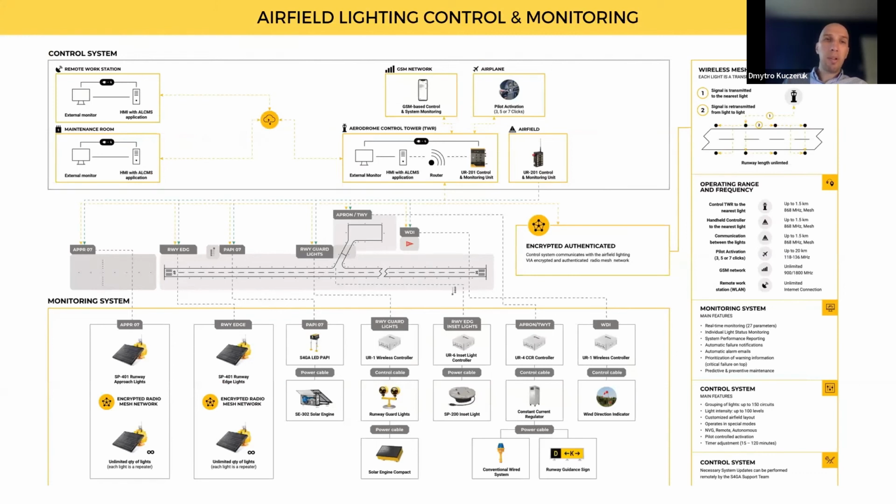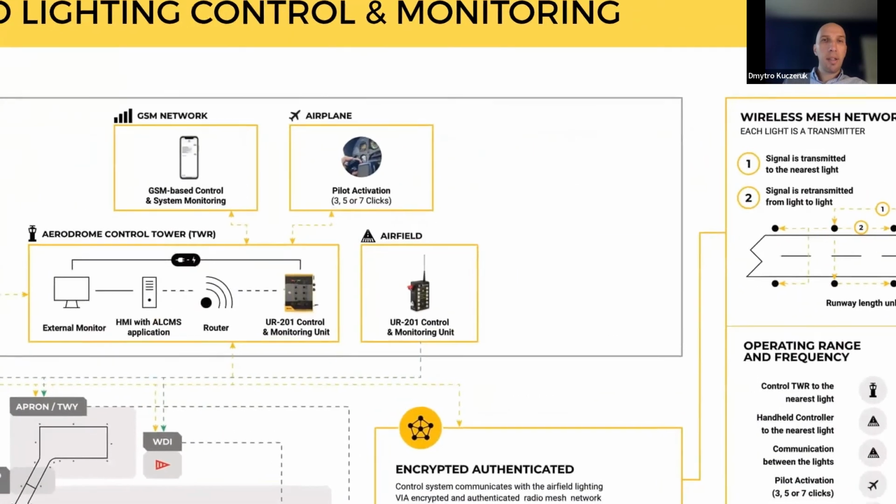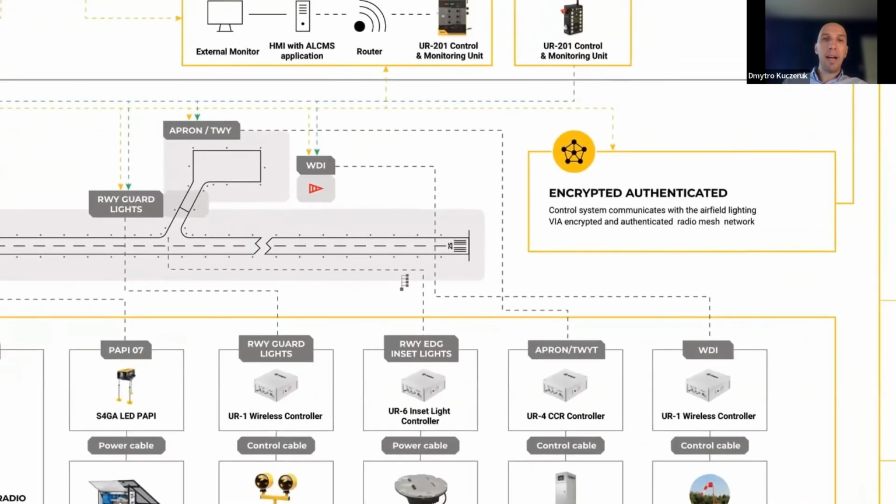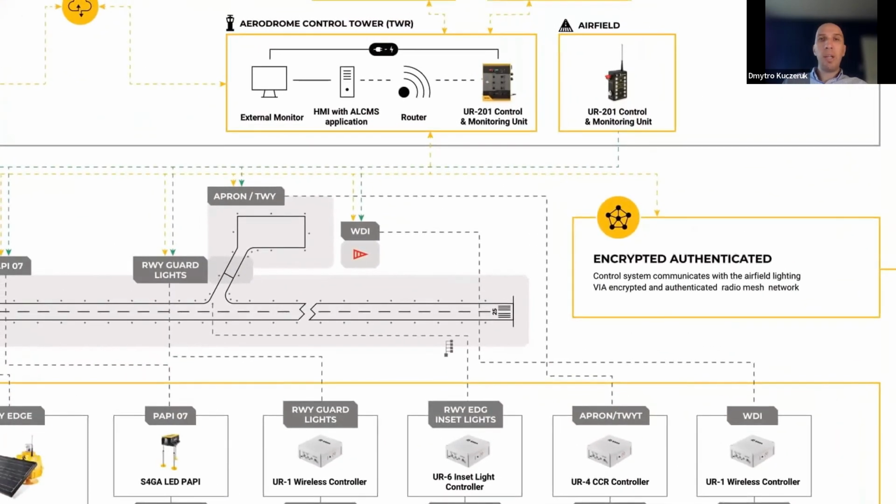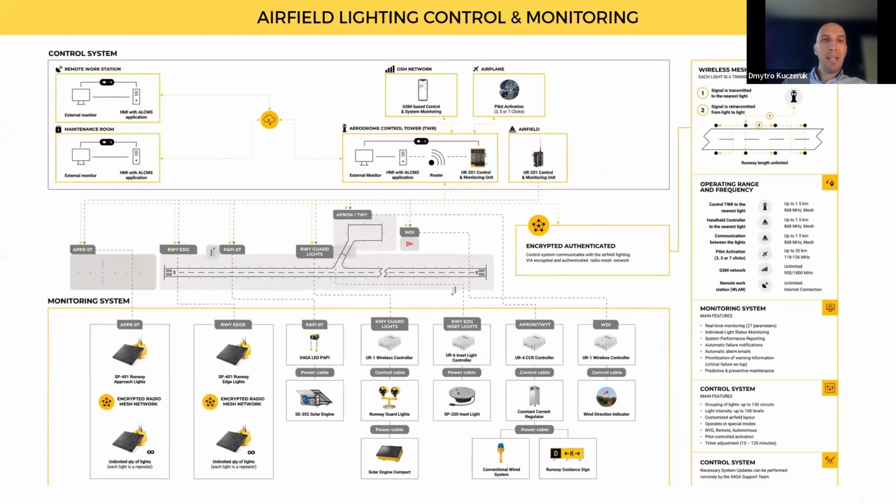This control system operates lights using an encrypted and authenticated control radio network. We can create as many virtual circuits, so we can group lights as we want, and we can separately control runway lights, PAPI, approach, taxiway. However we would like to group the lights, we can do that without limitations with the help of the S4GA system.